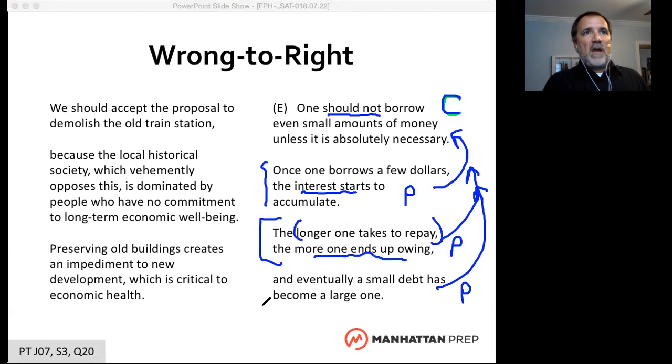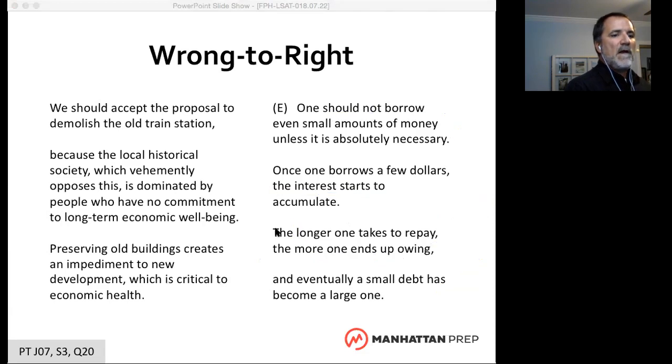So what if I repay it right away? Then I'm not going to end up owing much, right? So notice how I've accepted this premise, but I'm not accepting the link between this premise and the conclusion. I'm not accepting the idea that this premise guarantees the conclusion, right? This premise doesn't necessarily guarantee the conclusion.